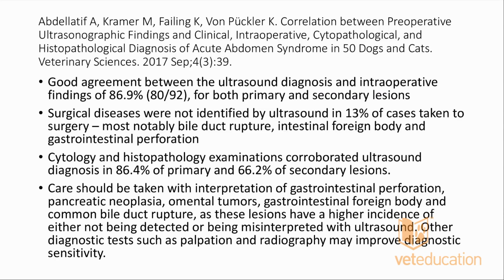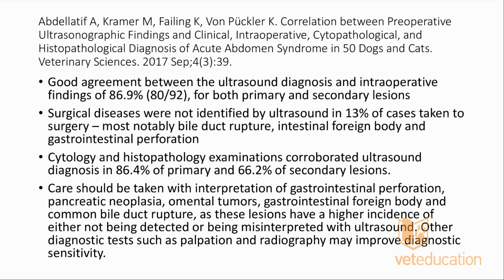So there was a paper published looking at the correlation between preoperative ultrasound findings and clinical, intraoperative and cytopathological as well as histopath diagnosis of acute abdomen in 50 dogs and cats. What they found was that there was good agreement between the ultrasound diagnosis and intraoperative findings in about 86, nearly 87% for both primary and secondary lesions.